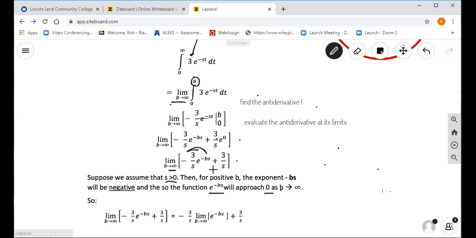So what does that now mean about our limit? Well, using our properties of limits, we can take this expression here, minus 3 over s, bring it to the front, and we say that our limit is minus 3 over s times the limit of e to the minus bs plus the limit of 3 over s, which is 3 over s.